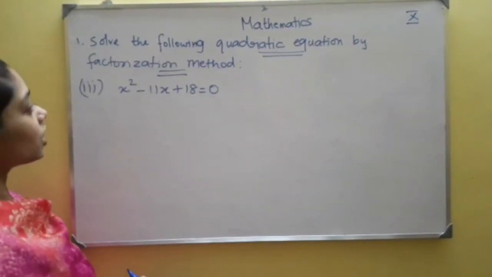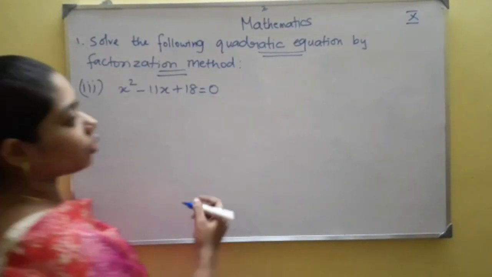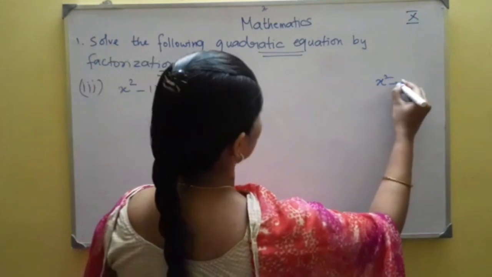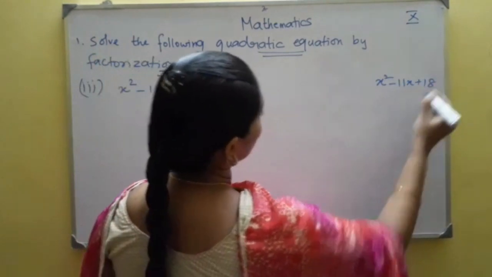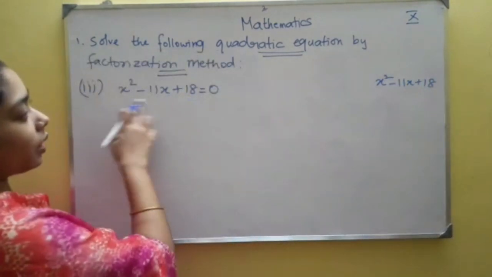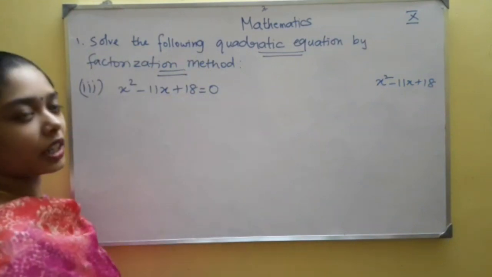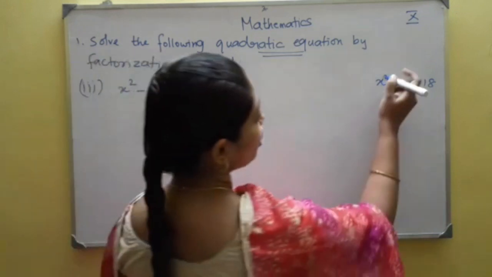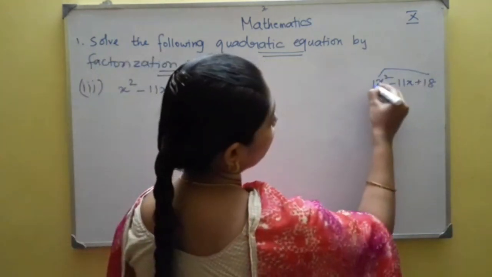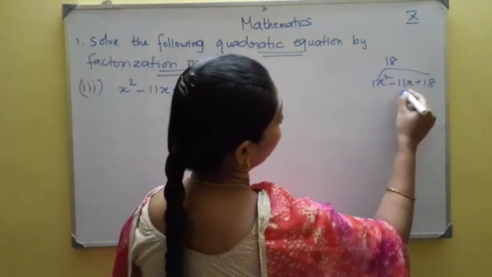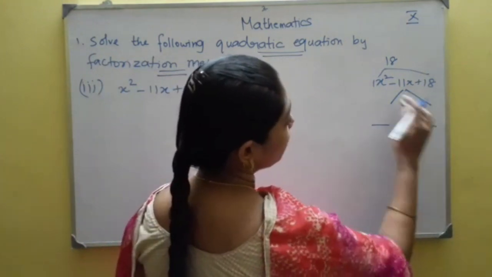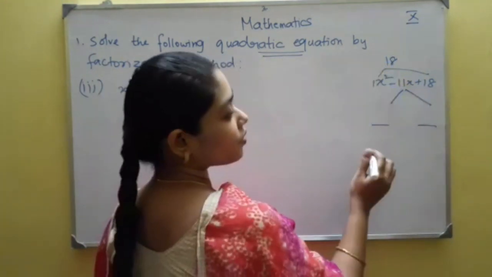Now third subdivision, x square minus 11x plus 18 equal to 0. Now write this in rough column. So here quadratic equation with one variable, that is x. So you want to find a solution for this quadratic equation. You are supposed to get two solutions, and x square coefficient is 1. 1 into 18, 18. You want to find two numbers whose addition gives you minus 11. Multiplication supposed to give you 18.